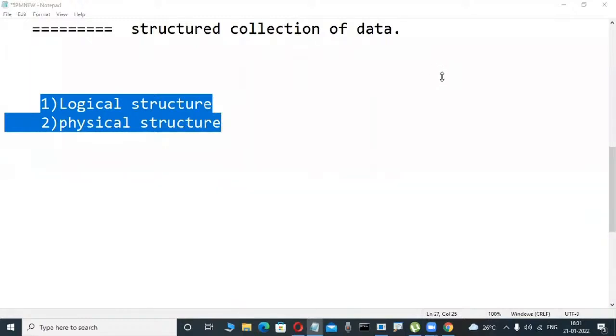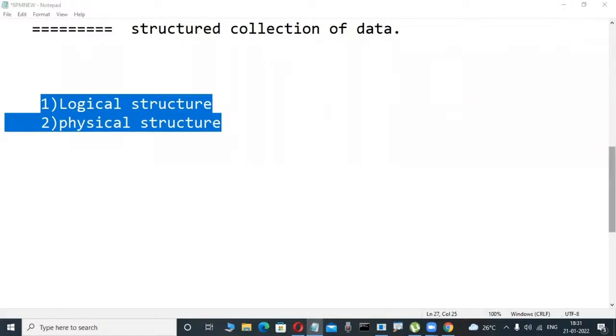And now here, what is logical structure? What is physical structure? Anybody? Okay, some fellows are telling logical structure means logical structure, physical structure means physical structure only. They are telling only.